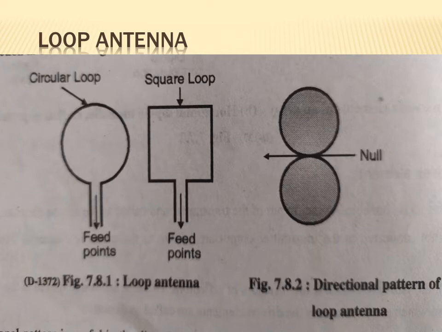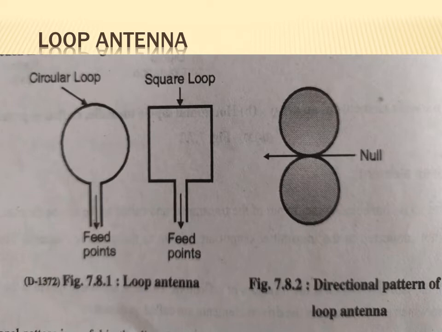This loop antenna is a single turn coil carrying RF current flowing through it. The dimensions of the coil are smaller than the wavelength. Hence the current flowing through the coil has the same phase throughout the loop.